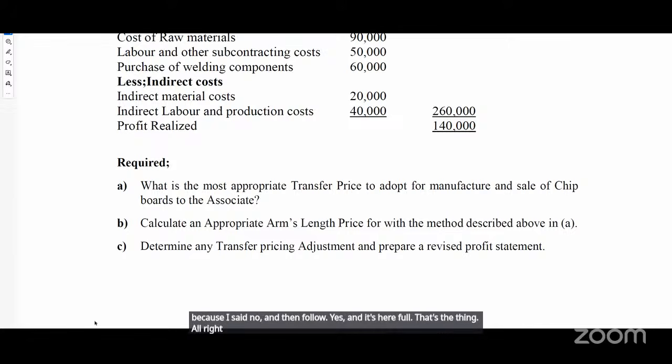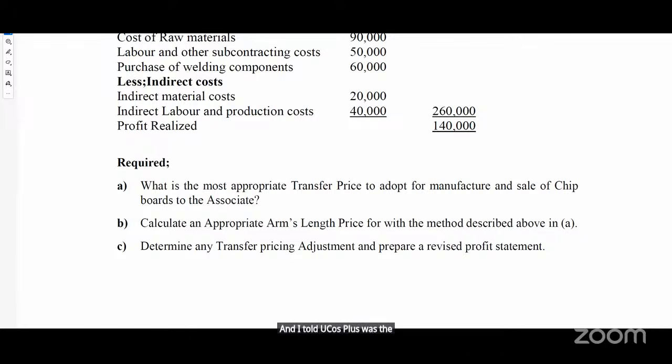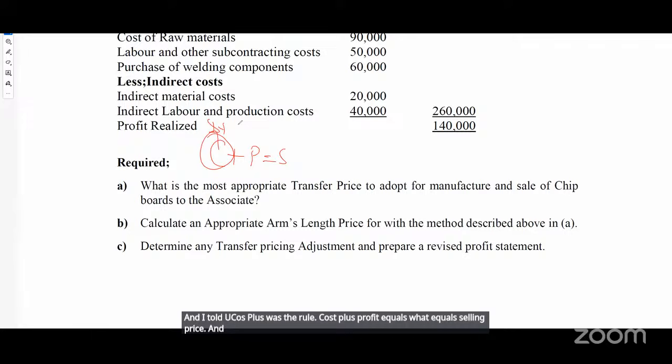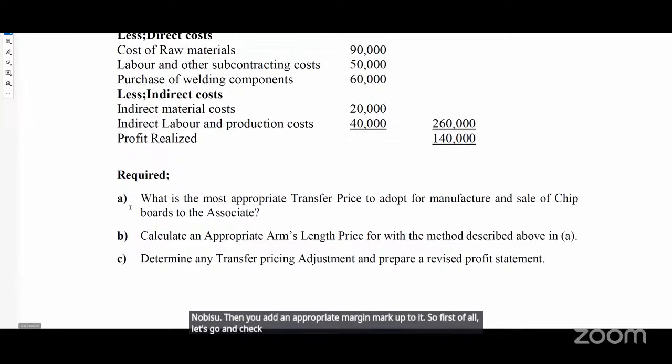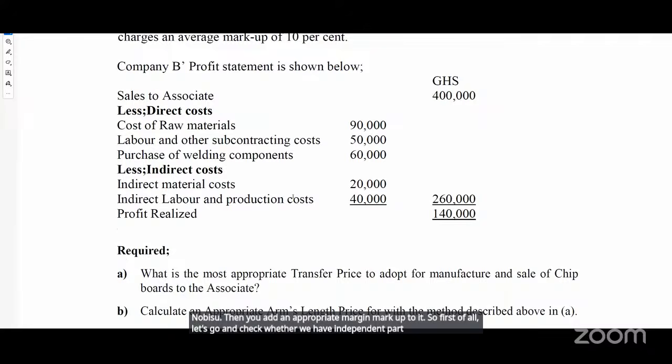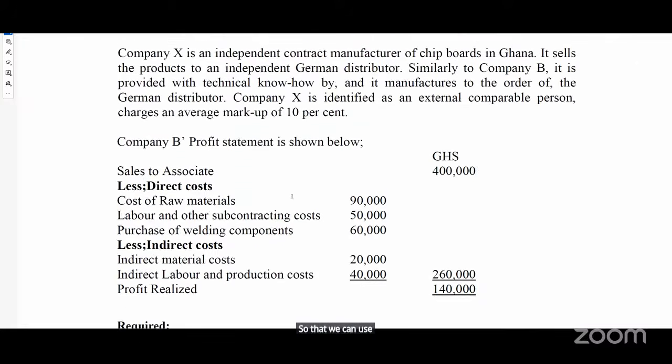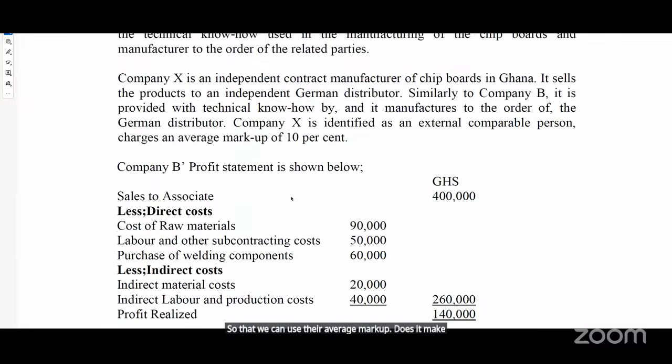So now we are saying that anytime you see manufacturing or you see services, the first thing that should come to mind is cost plus. And I told you cost plus, what's the rule? Cost plus profit equals selling price. And the cost, we are looking at the direct and indirect cost. Then you add an appropriate margin, markup to it. So first of all, let's go and check whether we have independent parties who are doing this manufacturing so that we can use their average markup. Does it make sense? Yes.